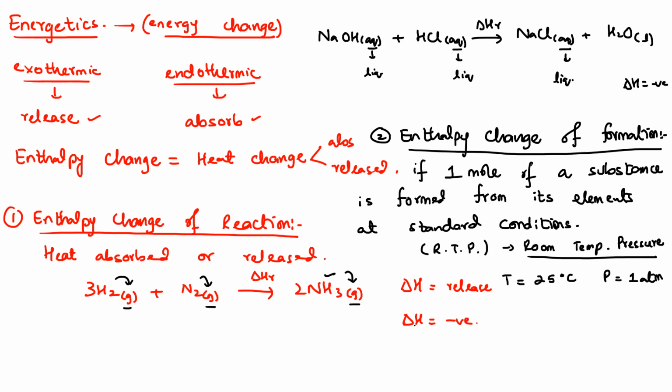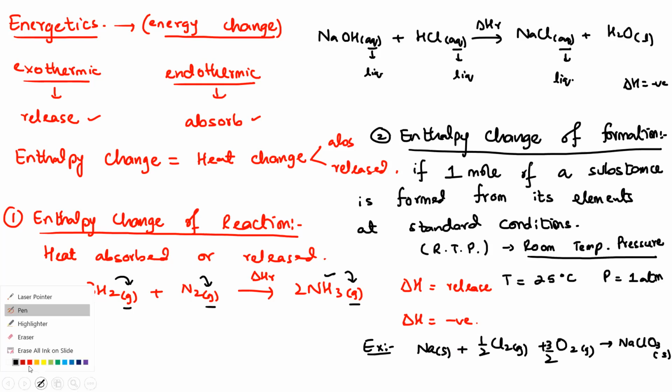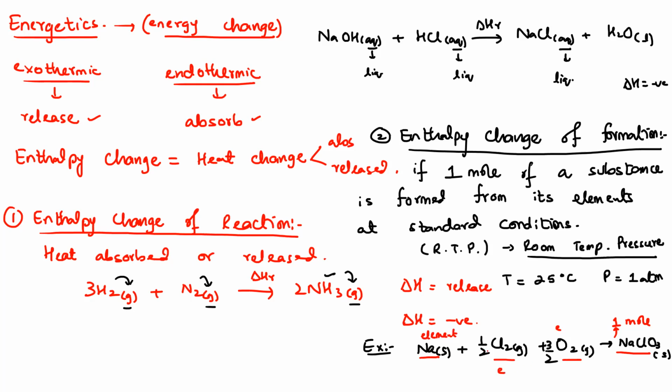So let's take an example here: sodium solid reacting with chlorine gas, oxygen gas, and it forms sodium chlorate solid. So what we see here is that the substance formed is 1 mole, and it is formed from its elements. All of these are in their elemental states. Sodium is an element here, chlorine is an element here, oxygen is an element here. They are not coming from any compound or molecular phase. You get this part? Yes.